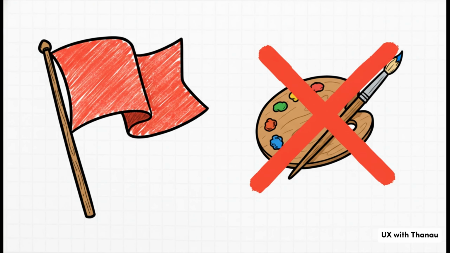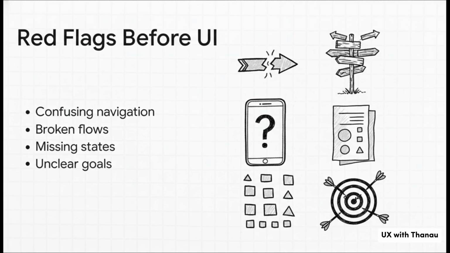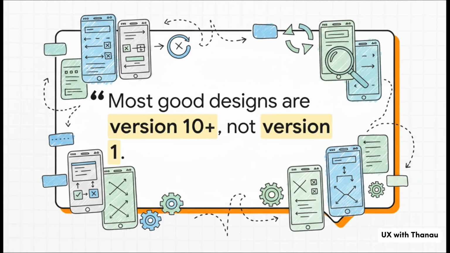And if you start seeing red flags at this stage, you have to stop. I'm serious. Do not pass go. Do not start UI design until these things are fixed. These are the absolute showstoppers. Things like confusing navigation, broken flows, or missing states. Like, what does the user see on an error screen, or when a list is empty? If the basic hierarchy of what's important on the screen is weak, you've got more work to do on that foundation.